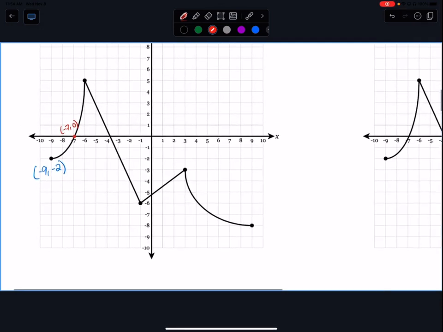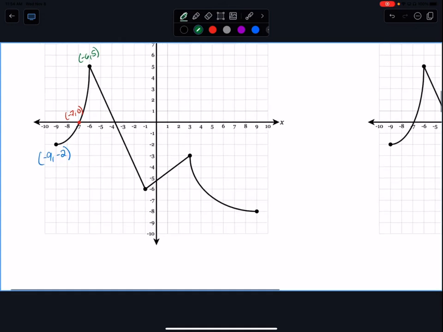I'm going to label this one here, which is -6, comma, 5. Okay. I have another x-intercept here. It's not exactly on -4, so I'm going to label this as -3.75, comma, 0. All right, I'm just estimating this one.